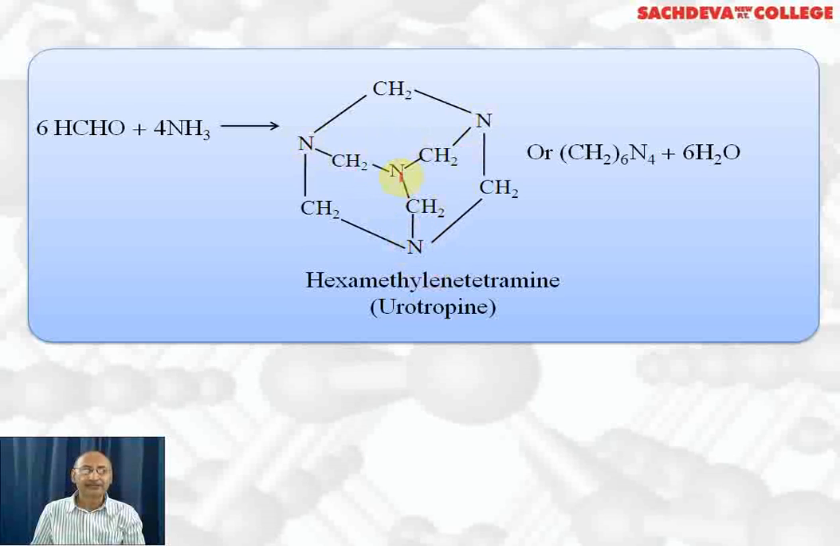Now there are 6 methylene groups. So between every 2 nitrogen, put CH2. Between these 2 nitrogen, put one CH2. Between these 2 nitrogen, another CH2. Between these 2 nitrogen, the sixth CH2. So we have 6 CH2 groups and 4 nitrogen.